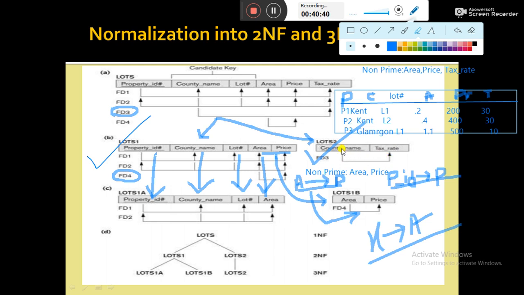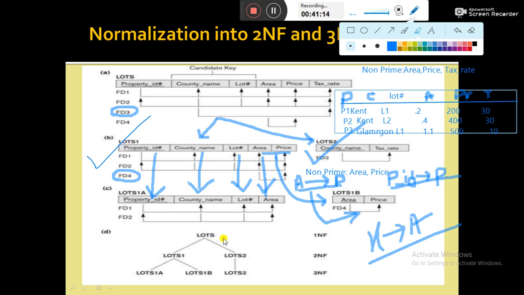A super key is nothing but also a primary key. So here X, which is county name, is a super key. So county name arrow tax rate, and in that FD county name is a super key. So no need to further check whether tax rate is a prime attribute or not. Though tax rate is not a prime attribute, as county name is a super key, it satisfies 3NF. So lots 2 is already in 3NF, so no need to decompose it further.